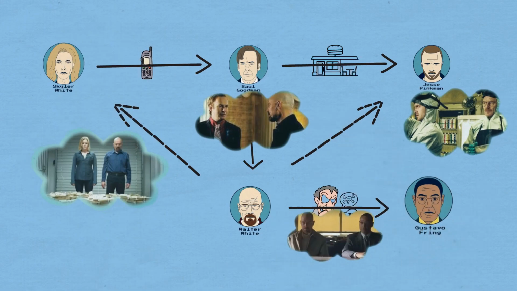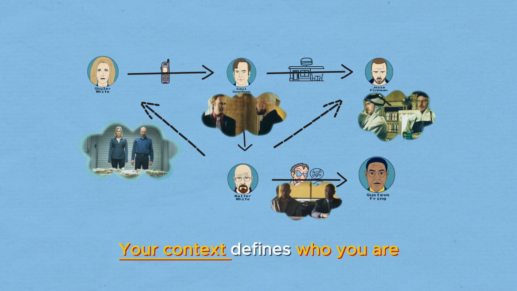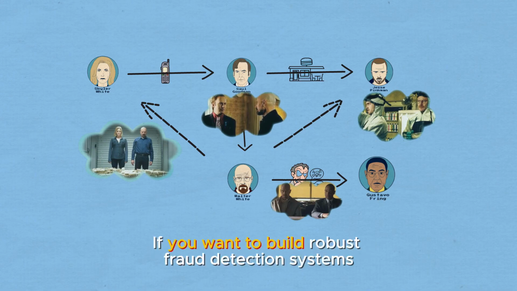And it actually comes true. You discover a lot of episodes where those guys are connected with each other. So, as I said, your context defines who you are. You can't fake it and you can't ignore it if you want to build robust fraud detection systems.